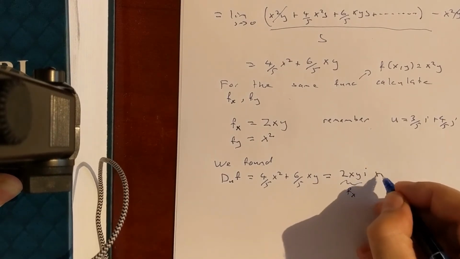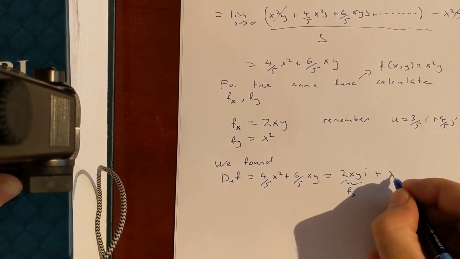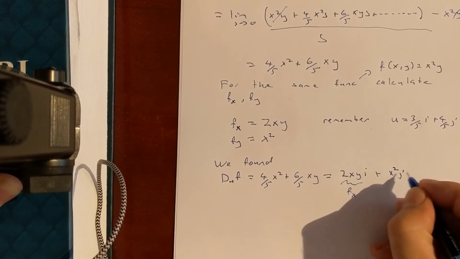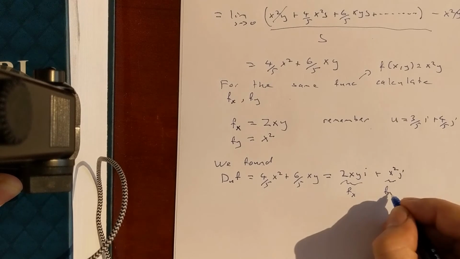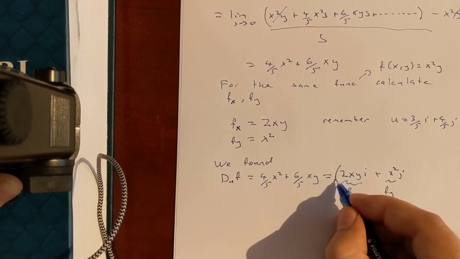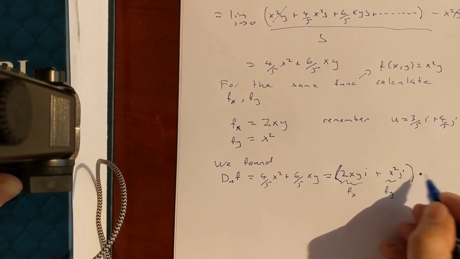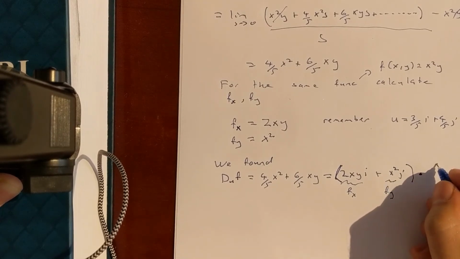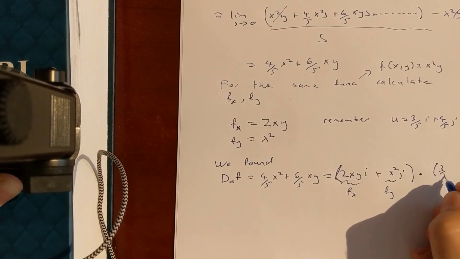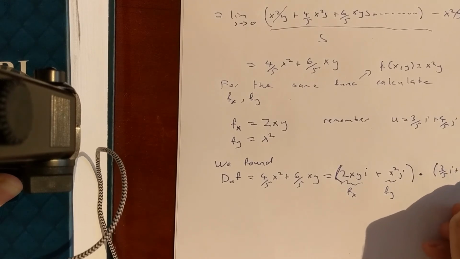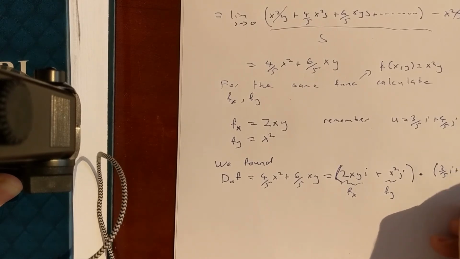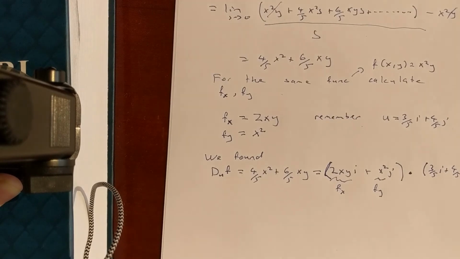Plus, I'm going to take x squared j. This is just f sub y. Hold on, what is he doing? Well, I'm doing something nice. So I'm going to take this and multiply it by 3/5 i plus 4/5 j. By multiplication, I mean the dot product. Sorry, you didn't see that.